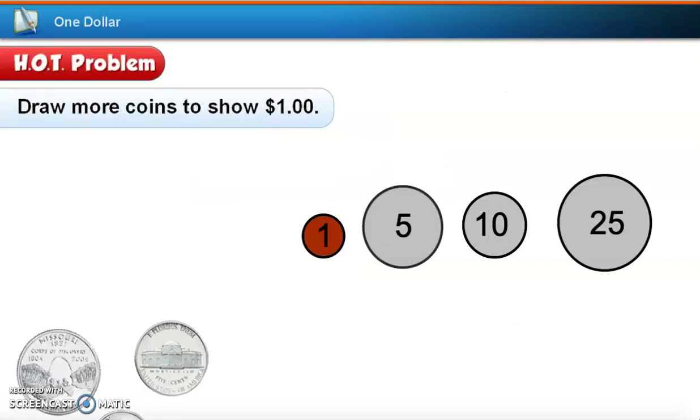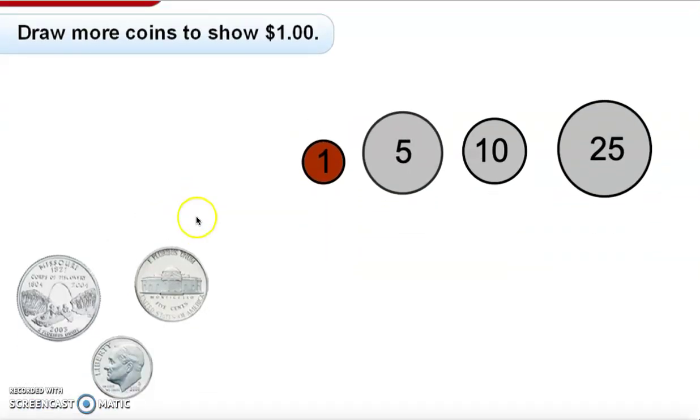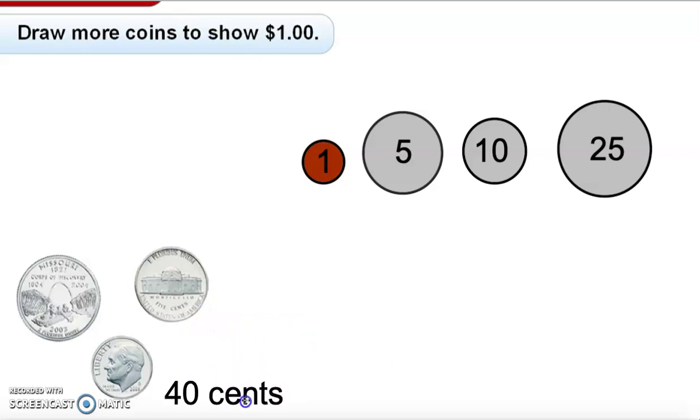Okay? So now this one says draw more coins to show $1. So right now I see a quarter, a dime, and a nickel. Okay, so we have 25 cents, we have 35 cents, and then 5 more is 40 cents. So I'm just going to make a mental note of that right here. And I'm going to write 40 cents. And this is kind of like a problem that we also had in the video last, right? So we have 40 cents. We're trying to get to $1, which means I need 60 more cents.